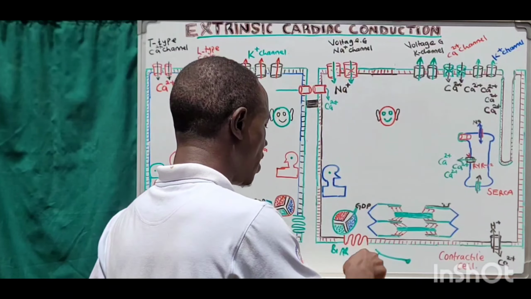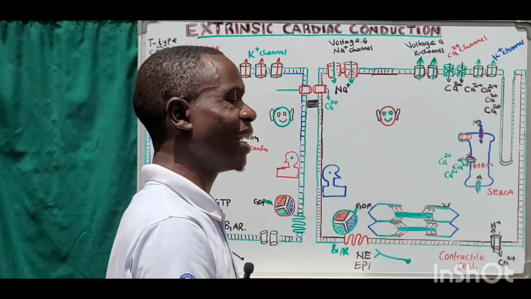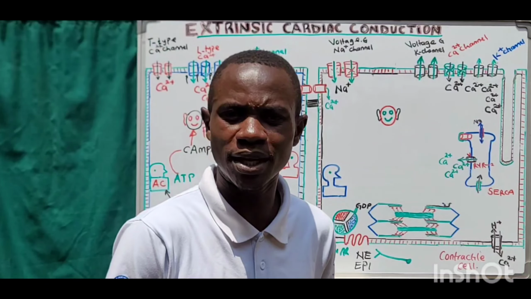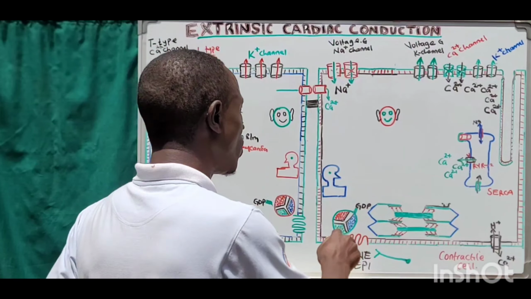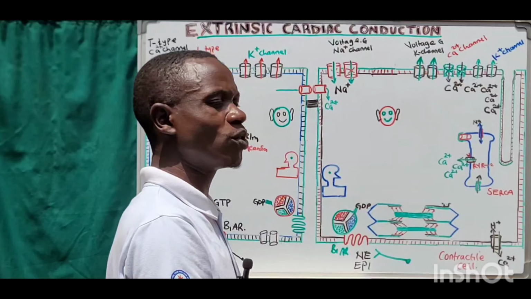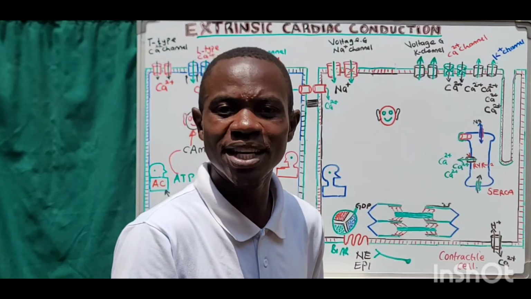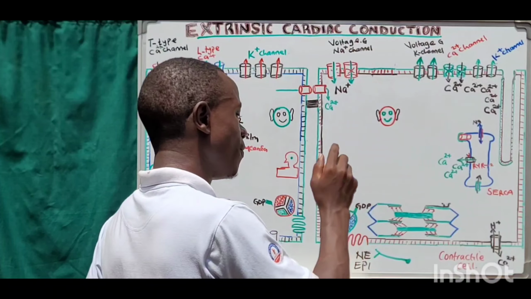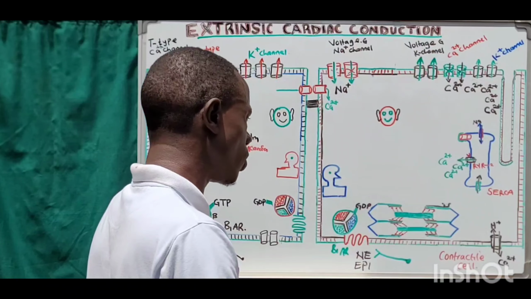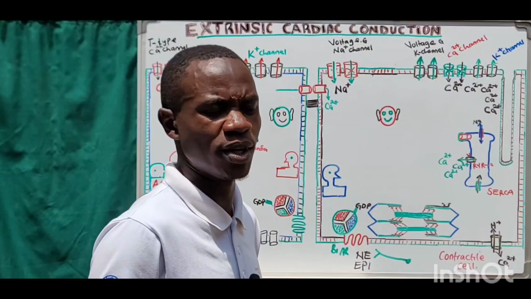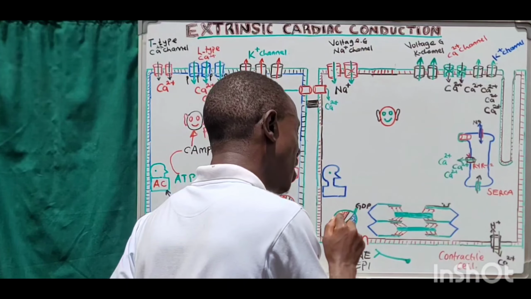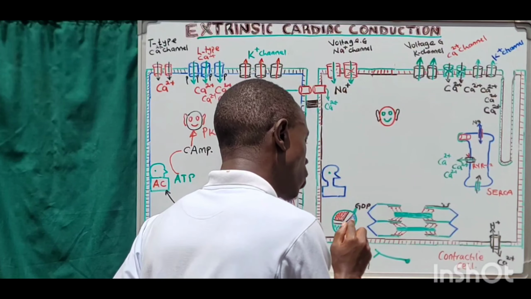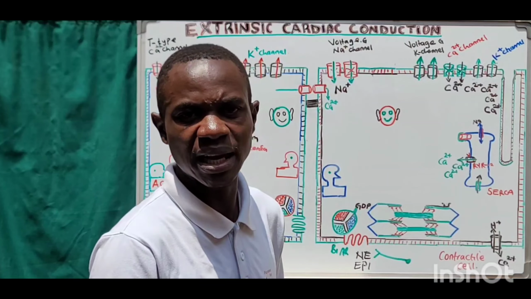Now, this receptor is also a G protein coupled receptor. What do I mean by this? It's going to have an intracellular protein which we call the G stimulatory protein. So now this one here is going to be our G stimulatory protein. If you remember very well, we said that this G stimulatory protein is made up of 3 subunits: the G alpha stimulatory subunit, the gamma, and the beta subunits.